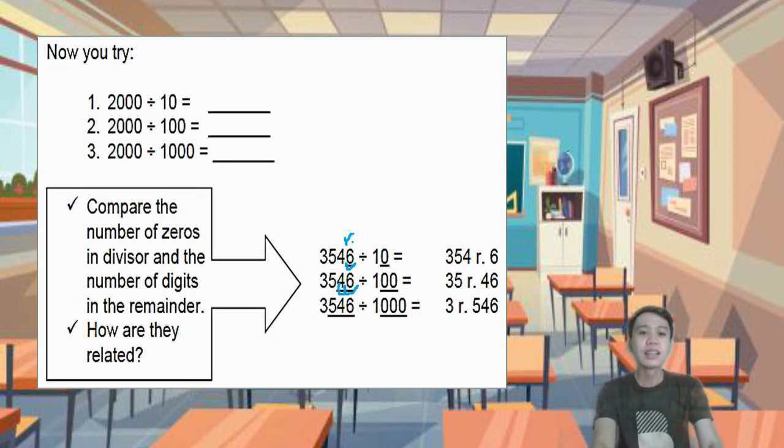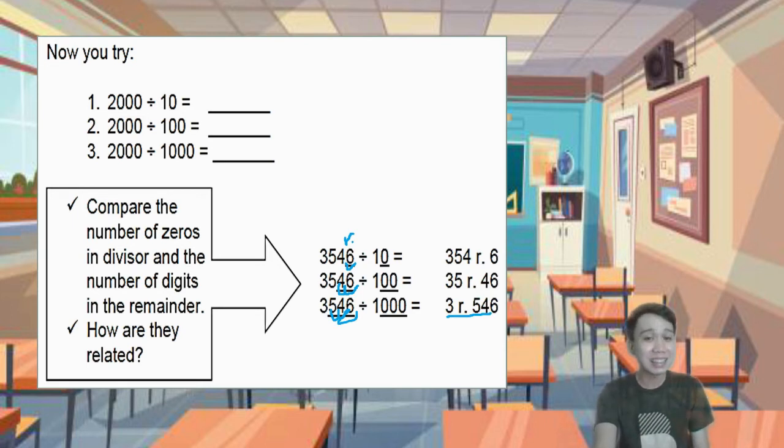Next, 3,546 divided by 1,000. Ilan ang 0 ng 1,000? Tatlo, tama. Since tatlo ang 0 ng 1,000, ililipat natin ang remainder ng tatlong beses. Magsisimula tayo dito. 1, 2, 3. Kaya ang sagot natin ay 3 remainder 546.